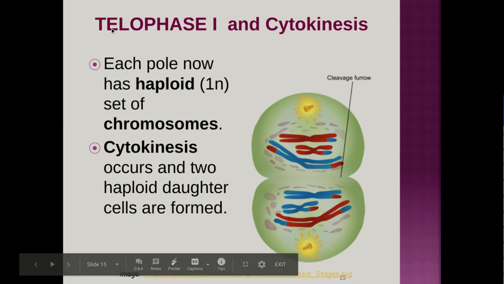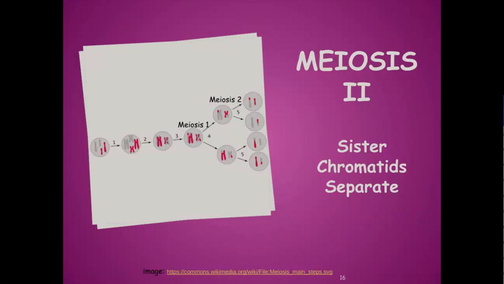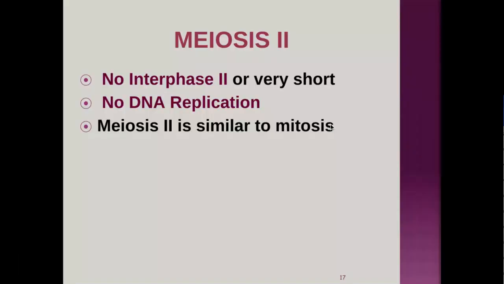I'm skipping some of the details. They're the same as mitosis. So like the nuclear membrane starts to come back, the spindle fibers are going to go away. But now, instead of that being it, we're going to keep going. We've got meiosis 2. The goal of the second half is to separate the sister chromatids, separate the copies. This half is a lot like mitosis. There's no interphase 2, or if there is, it's really short. There's no DNA replication because we already have copies. We don't need another copy.